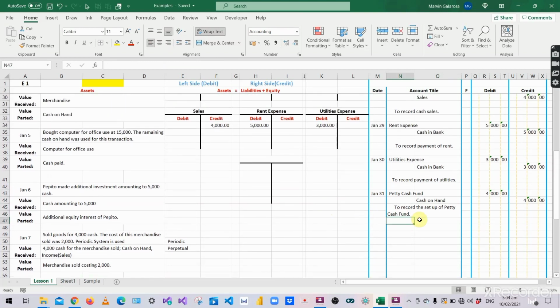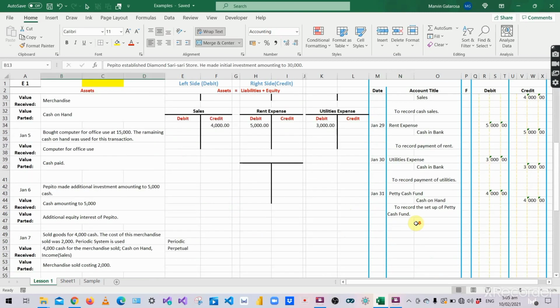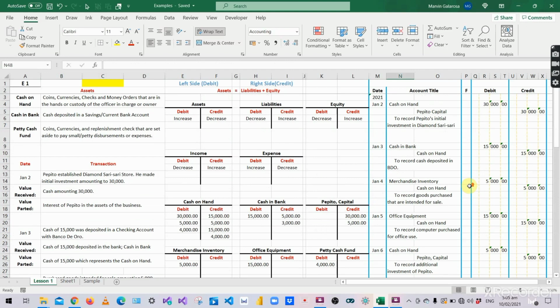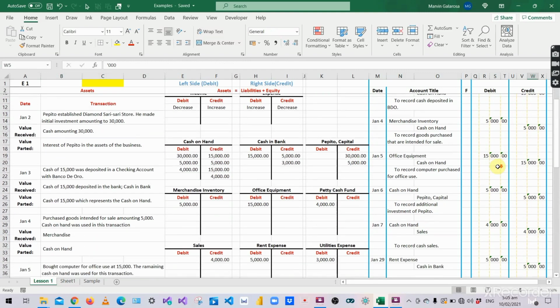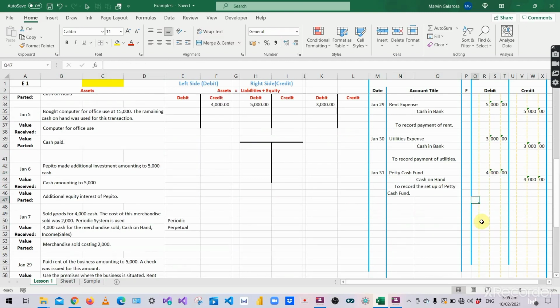So that's all the transaction for the month ng business na Diamond Sari-Sari Store. Pero check muna natin yung ating journal entries. So every journal entry, dapat ang total ng debits and credits equal siya. Check natin. So equal naman siya. And then para makasiguro, kunin din natin yung total debits and total credits.